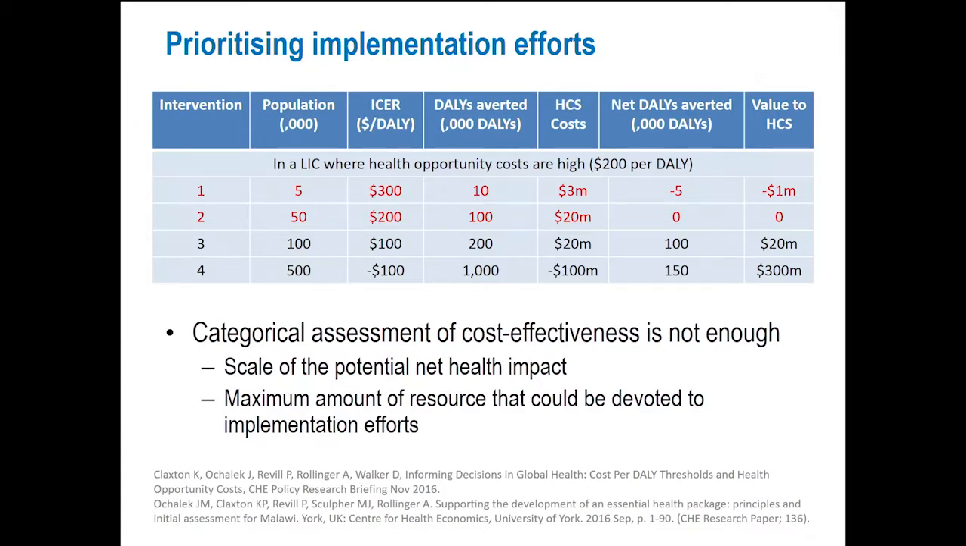What does this mean? Well, it means that intervention one is not cost effective and would reduce health outcomes overall. It's not valuable to the healthcare system. We simply can't afford it. There are better things to do with our money. Intervention two, we might regard as cost effective, but you know what? The net health benefits are zero. It shouldn't be a priority for implementation at all. In fact, any resource that we devote to implementation and scale up effort for this particular intervention will reduce health outcomes. The real priority here, of course, is intervention four.